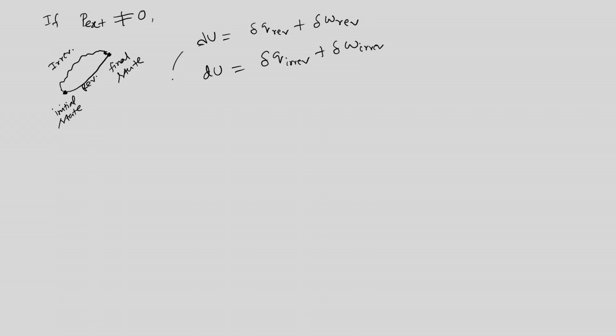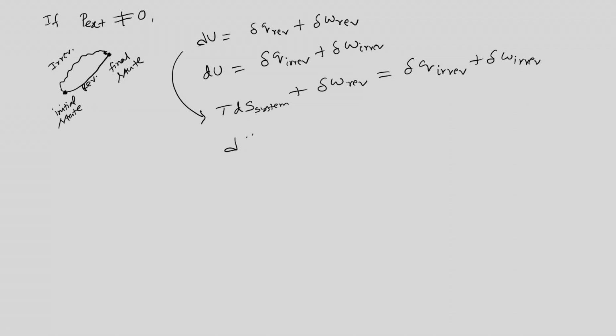So, we can write from here TdS, or dS system rather here, plus del W reversible equals del Q irreversible plus del W irreversible. And we can carry out the process, we are not discussing it here, and then we can end up with dS total greater than 0. You have to apply Clausius inequality here, and then only you will arrive at this expression.